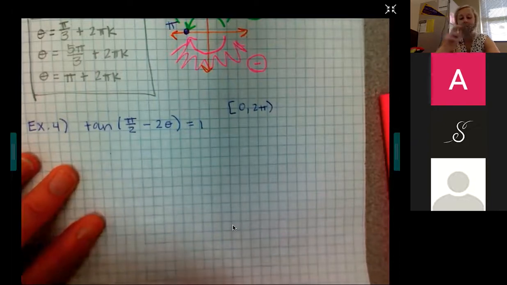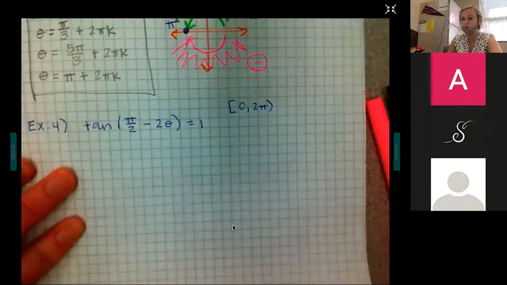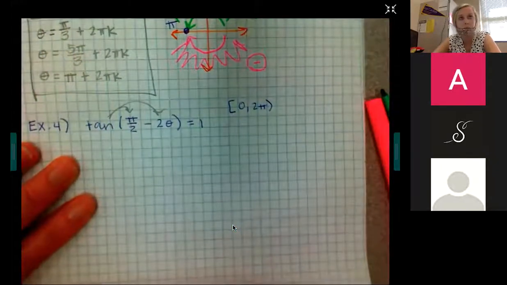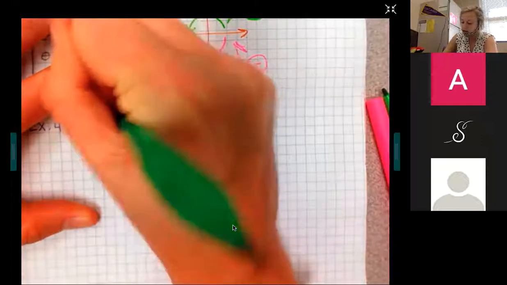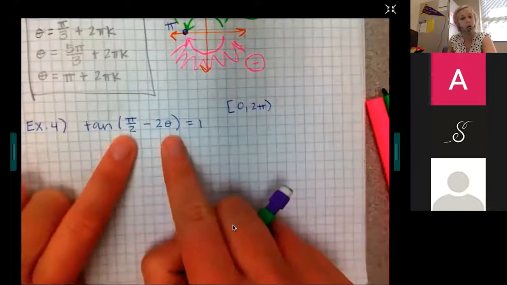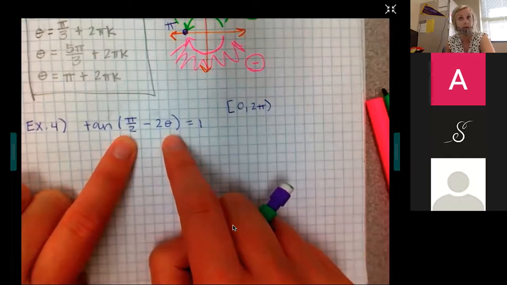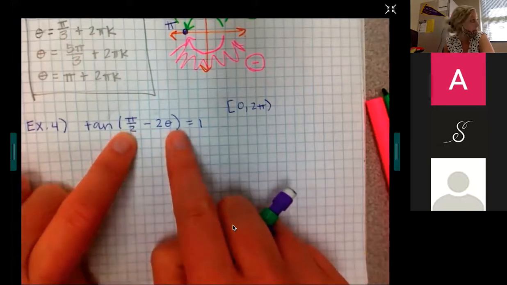Very good. Everybody listen very carefully. This is what you do not do. Do not do this. You are not distributing the tangent. That is not what we are doing. We are taking the tangent of this entire argument. Does everybody see that? It's like when we did logs and it was an argument. So you're not distributing. You're taking the tangent of this entire argument.